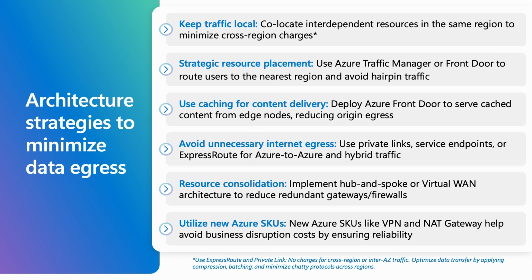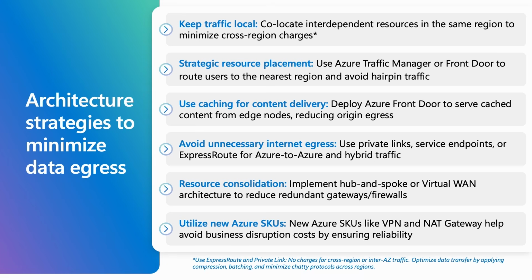Use caching for content delivery. Deploy Azure Front Door to serve cached content from edge nodes. This compresses data at the application layer and reduces origin egress, meaning less data needs to travel from your core resources to the edge, saving on outbound bandwidth. Avoid unnecessary internet egress. Whenever possible, use private link, service endpoints, or ExpressRoute for Azure to Azure and hybrid traffic. These options keep your data transfers private and more cost-effective compared to public internet routes.